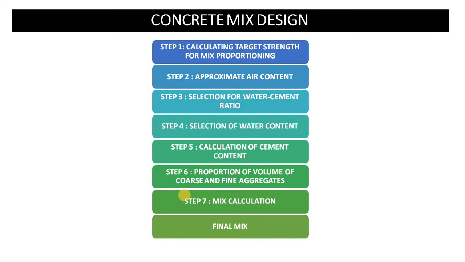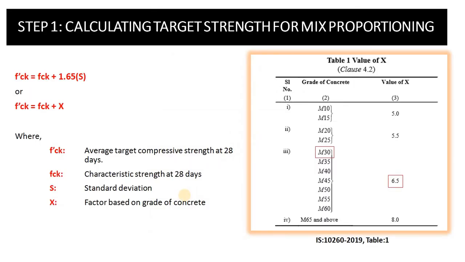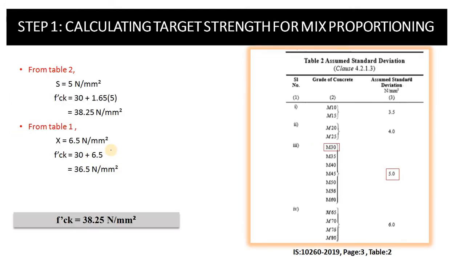So let us first start with step number 1, which is target mean strength. You can calculate the target mean strength by using either of the formulas. So here you can see formula 1, and the second formula for calculating this target mean strength. So let us first see the answer with both formulas.